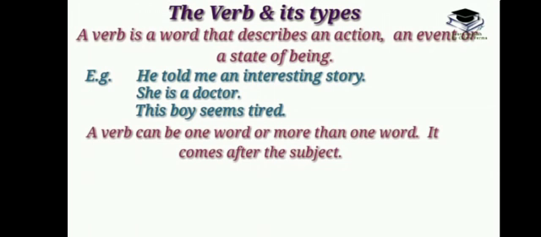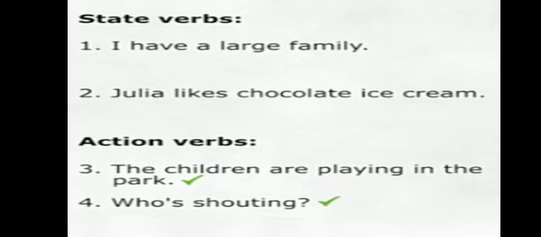Students, you can see these three things in these examples given. He told me an interesting story. Told is the verb over here. She is a doctor, is is the verb here, and this boy seems tired, so seems is the verb over here. Now this verb can be one word or it can be more than one word, and it always comes after the subject. And over here you can see that told, is and seems have been written down after the subject, that is he, she, and this boy.